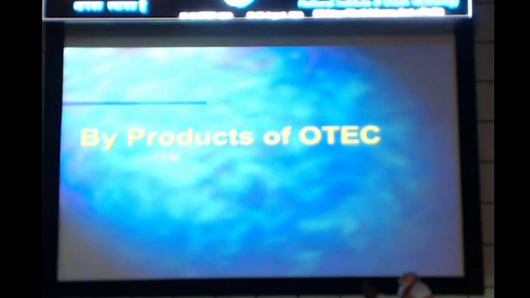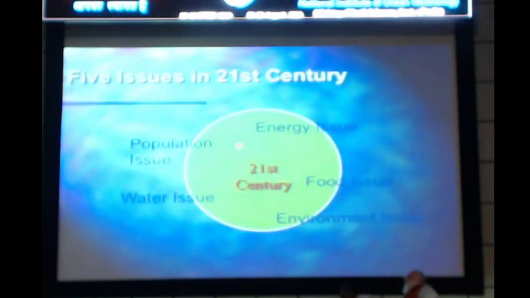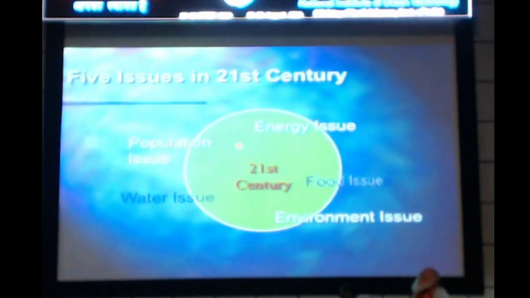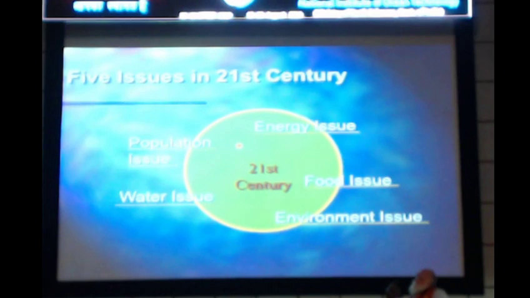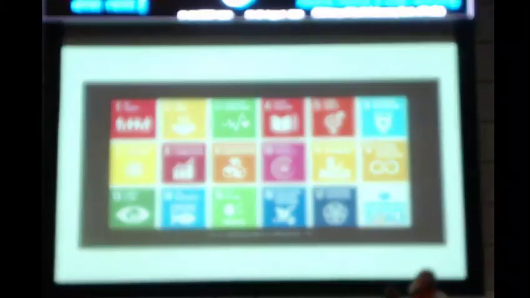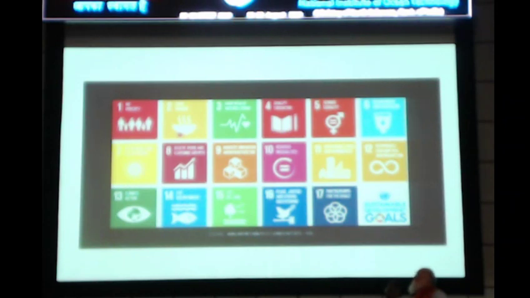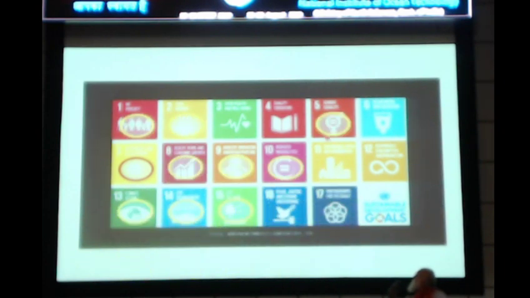As potential OTEC byproducts: as you know, this century has five big issues: energy and environment, population, food, and water. The UN has now announced the sustainable development goals, 17 goals. OTEC contributes not only electricity and clean energy but also fresh water, aquaculture and so on. OTEC contributes in many ways to the sustainable development goals.